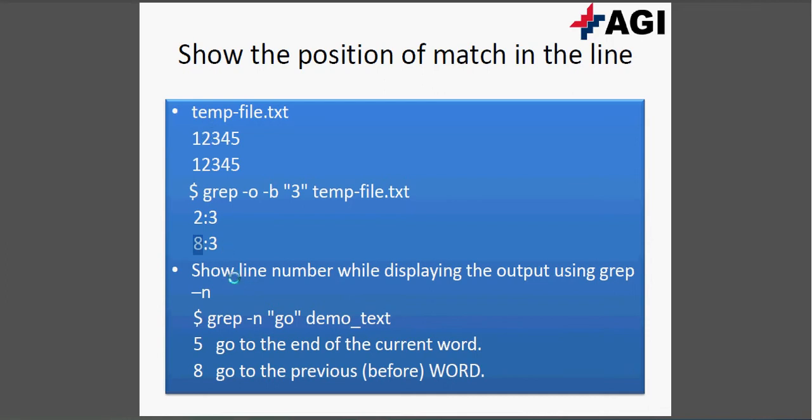And then you can use grep to show the line number while displaying the output. So for that you use the option -n. And so here I'm looking for the word go, and it has found the word go in line 5 and line 8 in the demo_txt file.